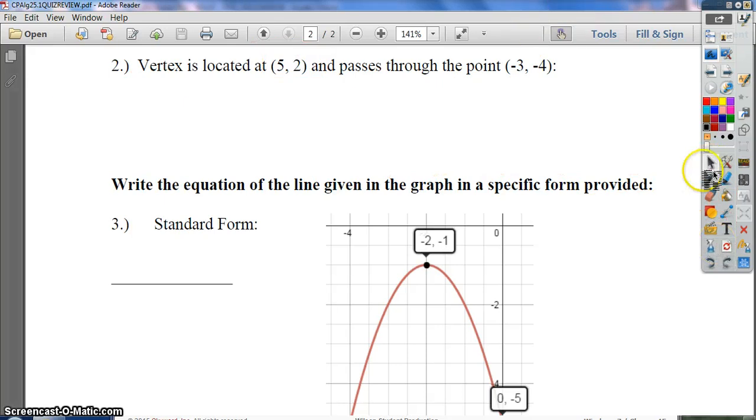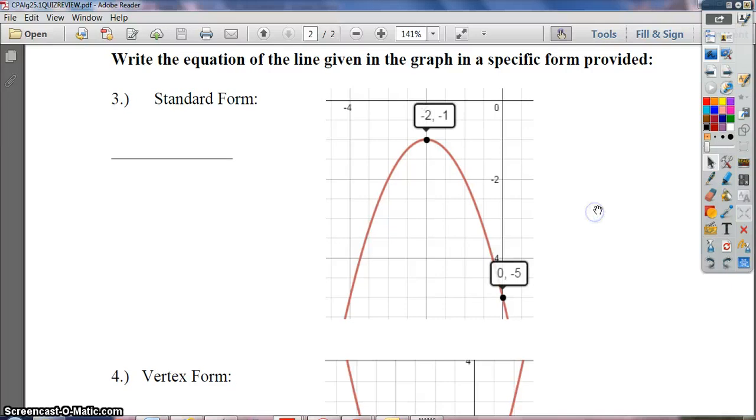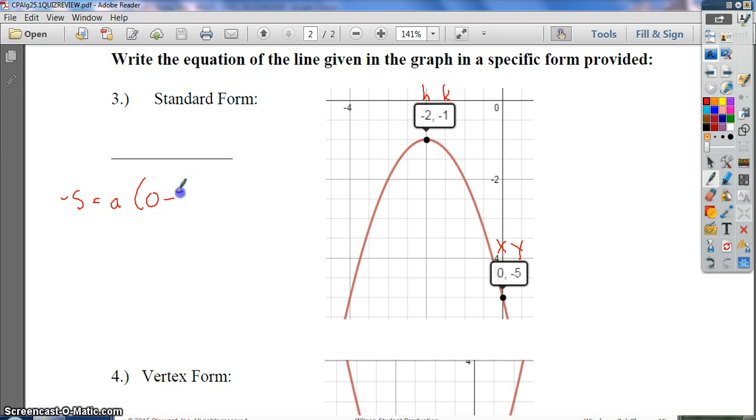Okay. Maybe I can get through this last one. It's going to be close. I'll help you set it up. This is H, this is K again, this is X, this is Y. So you hopefully have that vertex form memorized. It's Y equals A, then X, which is 0, minus H squared plus K. So this is negative 5 equals A, which is 2 squared minus 1.